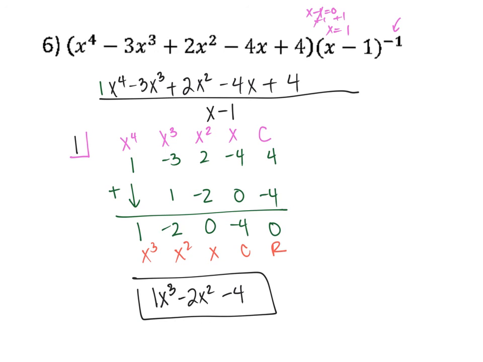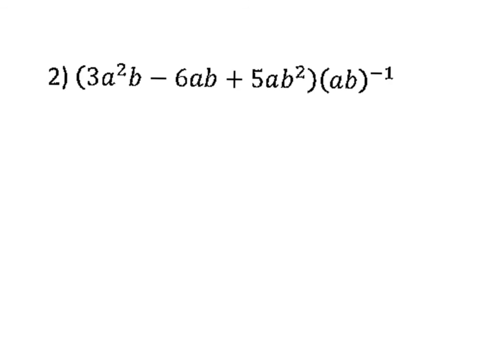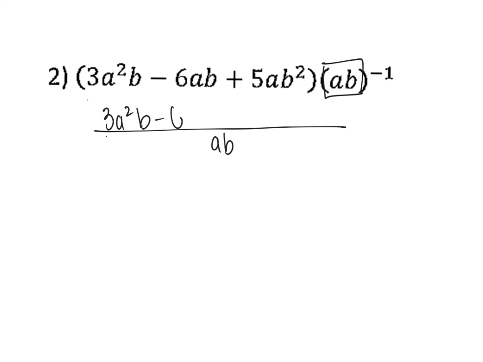Okay, now that we've done a few synthetic divisions, let's try one of the simplifying problems on this page. This one's number 2, and you'll notice immediately there's a negative 1 as an exponent. So I know that I have to put AB in the denominator so that it can be a positive 1 exponent now. And then the top, the polynomial does not have a negative exponent, so I'm going to put this on the top.